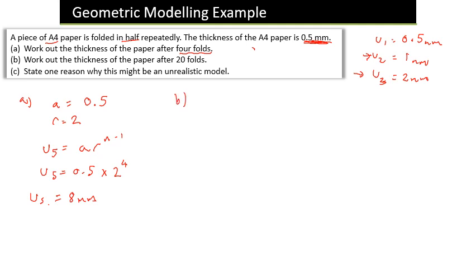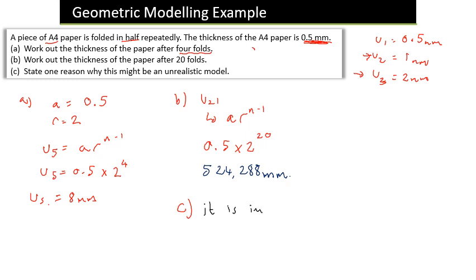Part B, so after 20 folds, that means we're going to be finding U of 21. And again, we're using A r to the n minus 1. So 0.5 times 2 to the power of 20. And when you input that into your calculator, you get this answer. And finally, for part C, state one reason why this might be an unrealistic model. And again, the most realistic thing to give here is it's impossible. Try it for yourself. Fold a piece of paper that many times.